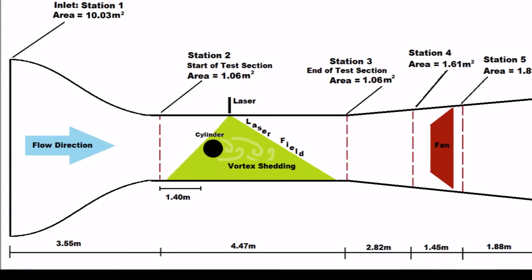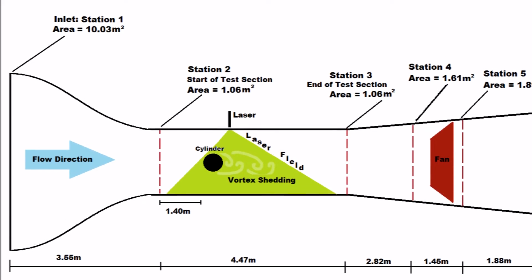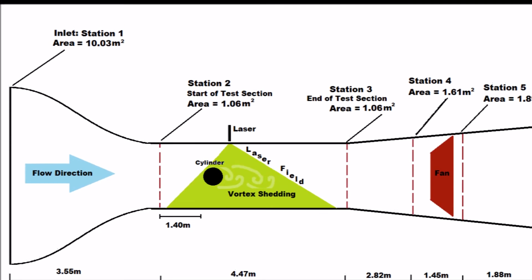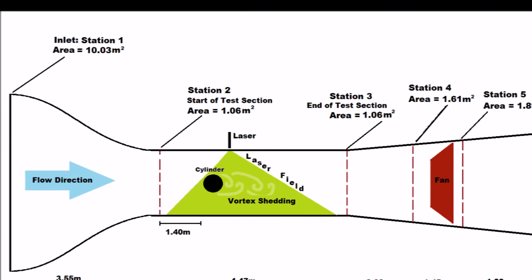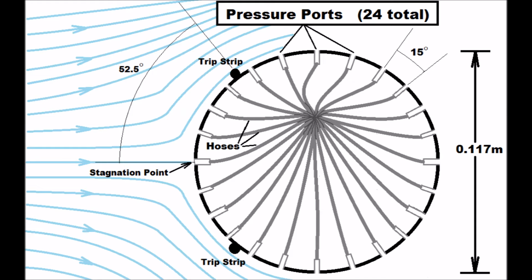We used a few different pieces of equipment for this experiment, the wind tunnel being our main one. It was used to create the test environment. This diagram shows the relative position of the cylinder within the test section. The modified cylinder is about 11.7 centimeters in diameter and has 24 static pressure ports equally distributed around the circumference of the cylinder, so basically a port every 15 degrees.